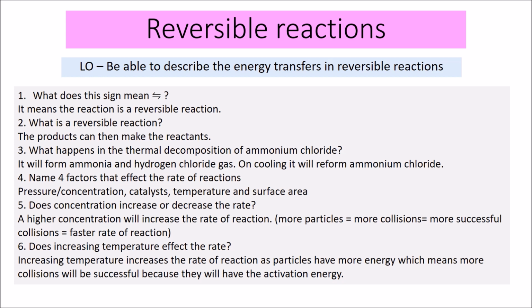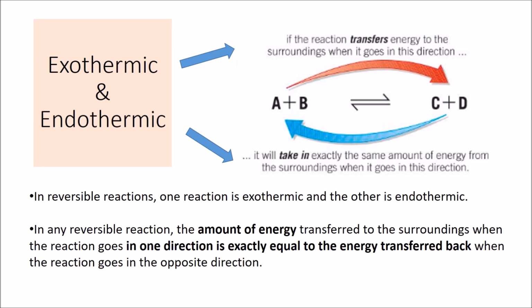So on to today's lesson. So we're talking about reversible reactions. So if you've got reactants A plus B and they form product C plus D, you can then reform the reactants A plus B, and then it can keep going around in a circle. That is a reversible reaction.